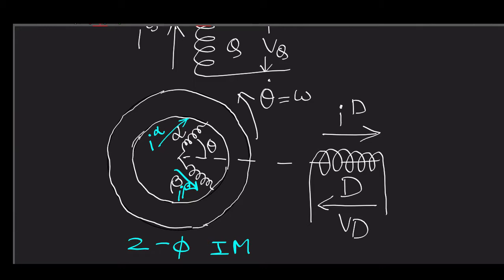Now here the axis of the alpha phase winding of our rotor is making an angle theta with the stator D phase, meaning D winding, right? Now the rotor is rotating in a counterclockwise direction, and theta is a function of time and angular speed, that is omega.